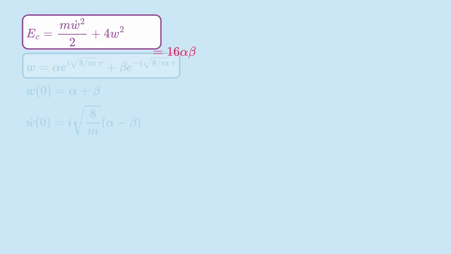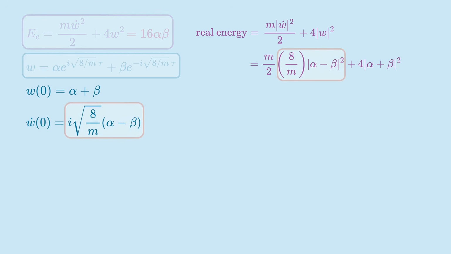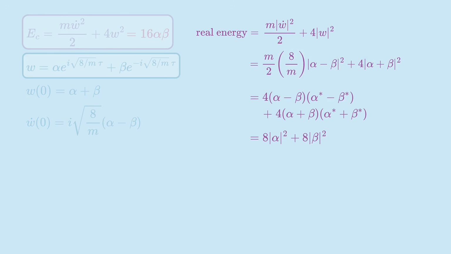Let's put this aside and compute one more conserved quantity, the actual energy for the harmonic oscillator. Again, we only need to compute this at tau equals 0 since it's conserved. The algebra is more complicated, but in the end, a lot of terms cancel, leaving us with 8 mod alpha squared plus 8 mod beta squared.